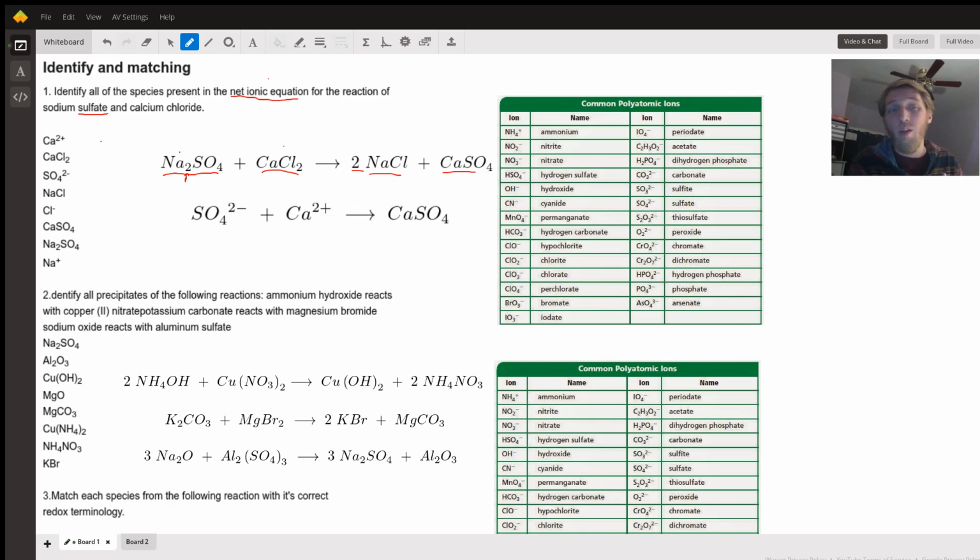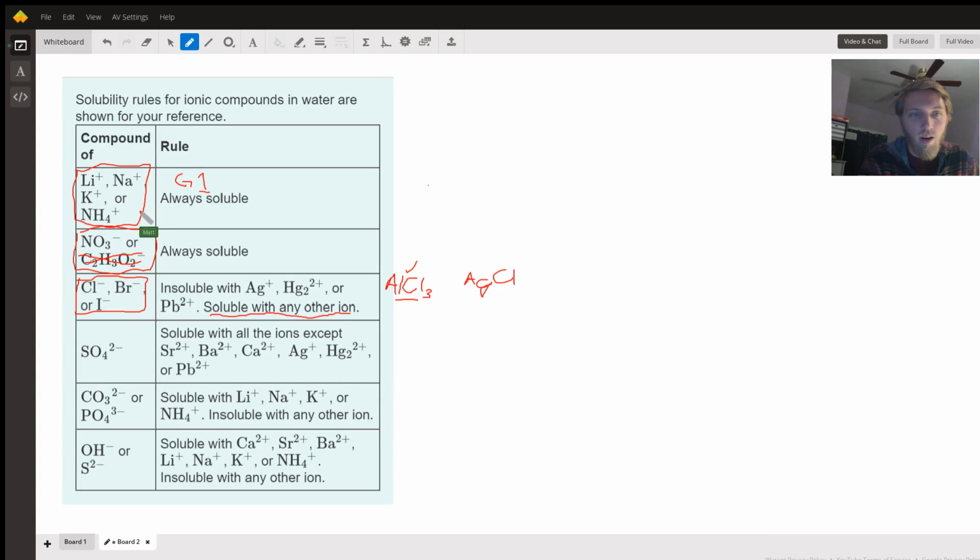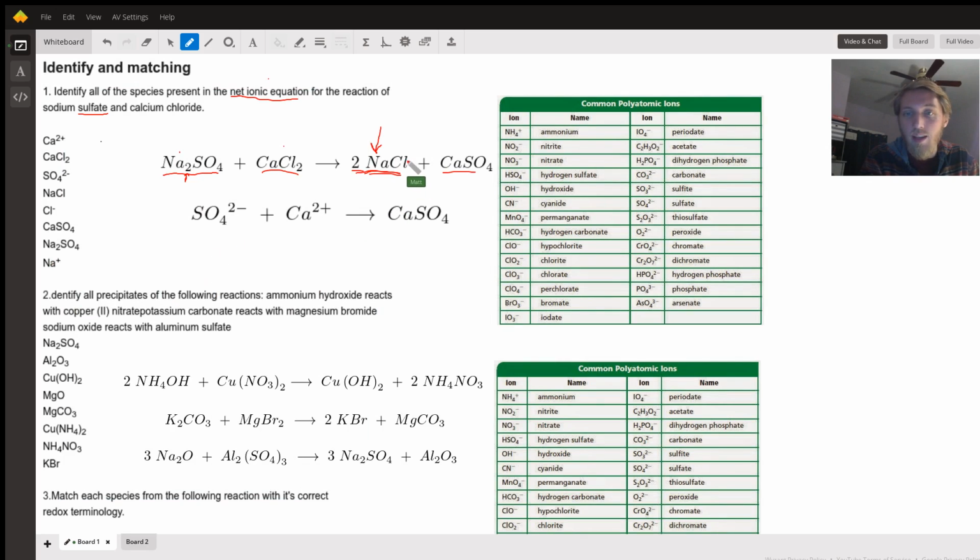But we're asking about the net ionic equation. What that means is we need to recognize a precipitate. So let's look at our solubility rules. Sodium chloride, well, this is rule number 1. Anything with sodium in it is going to be soluble. You can see that here in the first rule. There's sodium. So that means it is aqueous.